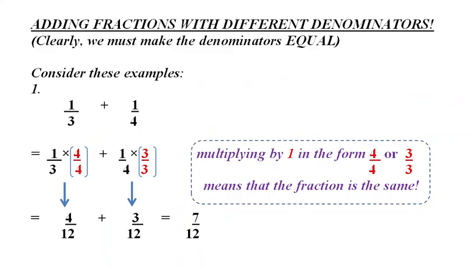Now this is how we make the denominators equal. We realize they both go into 12, so we've got to make them into twelfths. So we multiply this by 1, and it doesn't change it because 4 over 4 is 1. So 1/3 is equal to this, which is 4 twelfths. Similarly, 1 over 4 is equal to 1 over 4 times 3 over 3, which is 3/12, and the answer, of course, is 7/12.